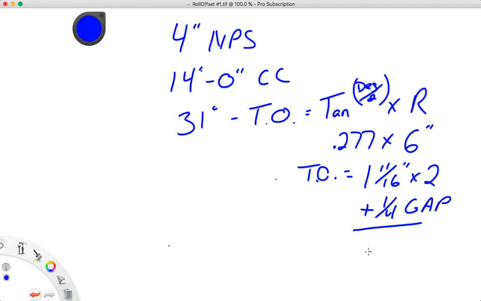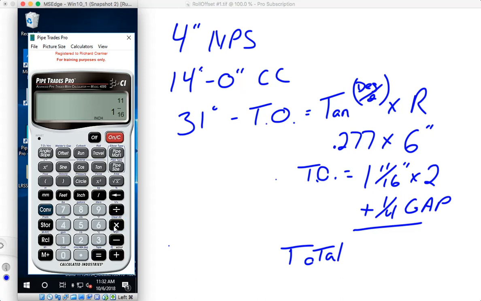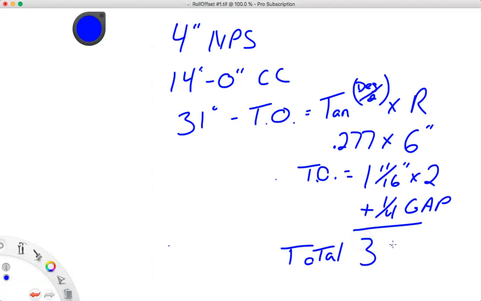Okay, so our total takeoff will be, times that by 2 for 2 fittings, equals, plus 1/4, equals, that ain't right, yes it is, 3 9/16. That is so small. 3 9/16 for a takeoff.